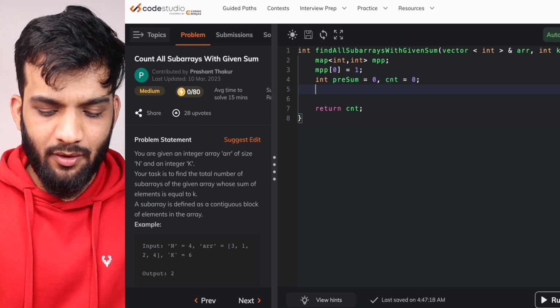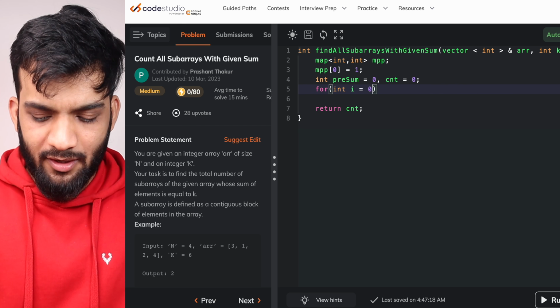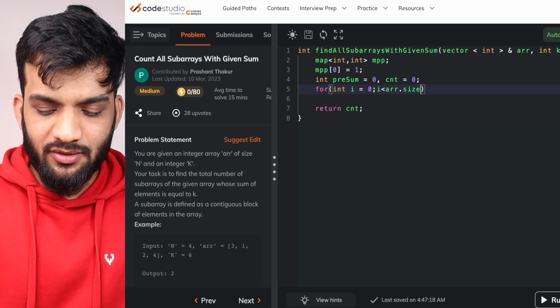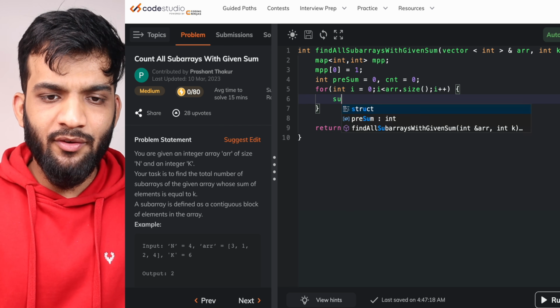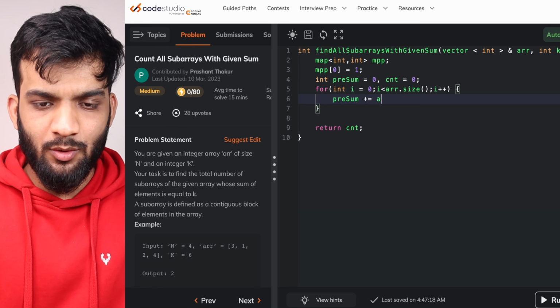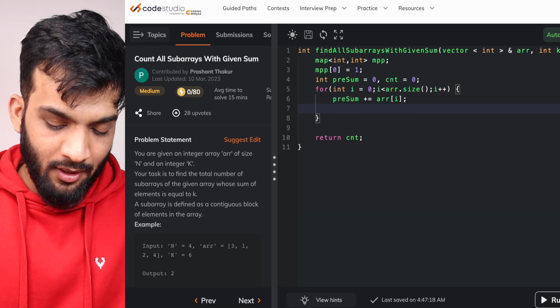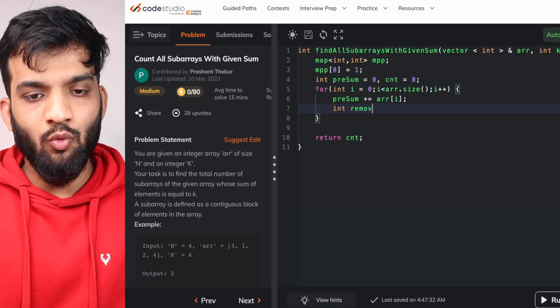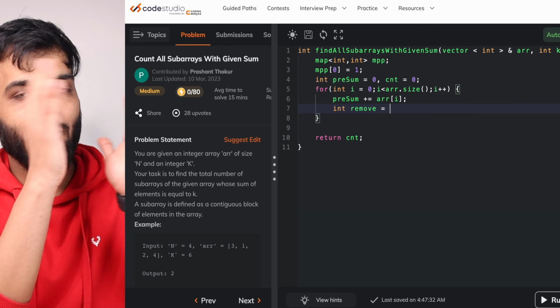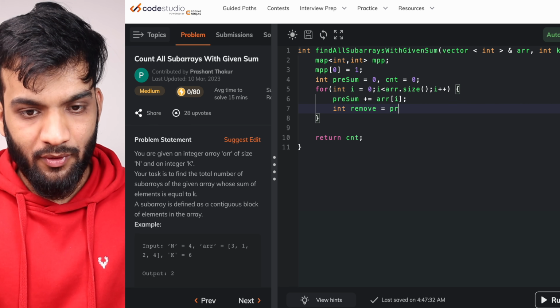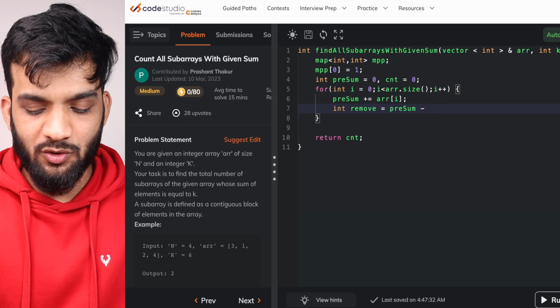Let's now quickly start the iteration. So we will iterate throughout the array. So this is how we will iterate. And we will say prefix sum plus equal to array of i every time I get in. And what am I looking for? What am I looking to remove? If I ask you backwards, what will I look to remove? It's very simple. I'll try to remove this one.